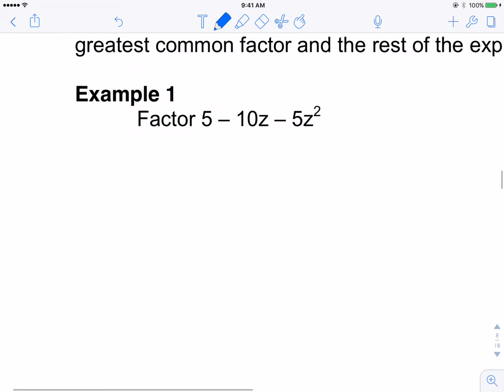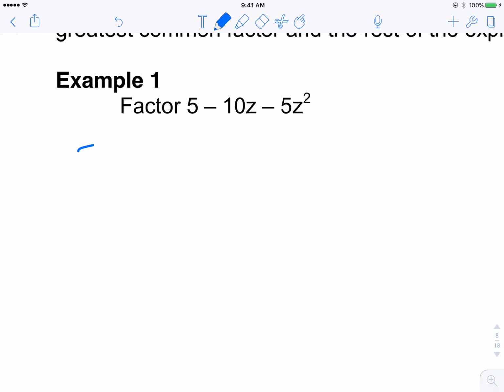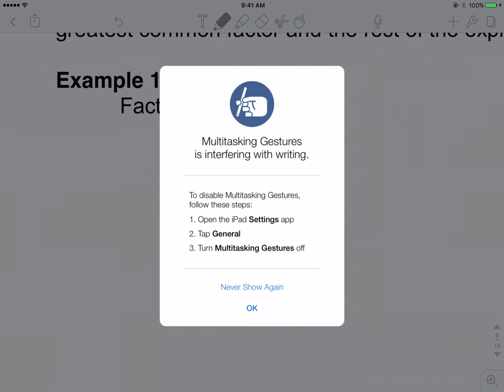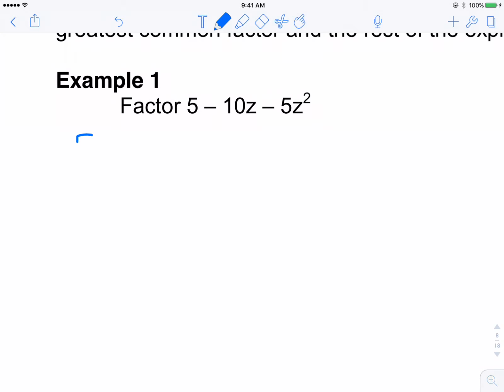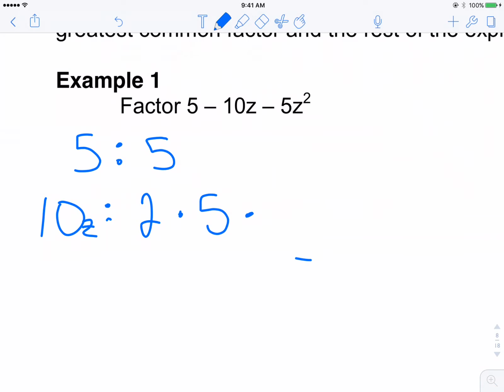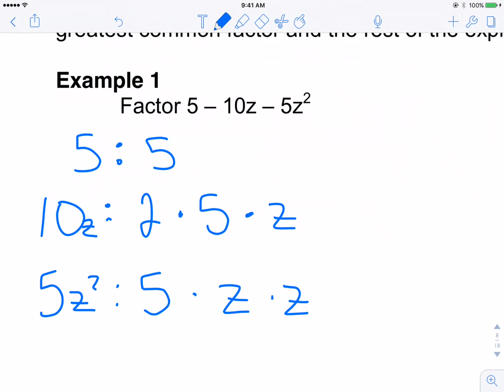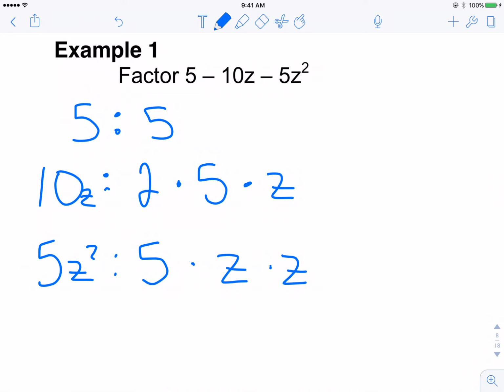So for factoring using greatest common factor, we take each of our terms, in this case 5. Take 5, which is just going to be 5. We take our 10z, which is going to be 2 times 5 times z. And we take our 5z squared, which is 5 times z times z. There's our prime factorization of each of those terms.